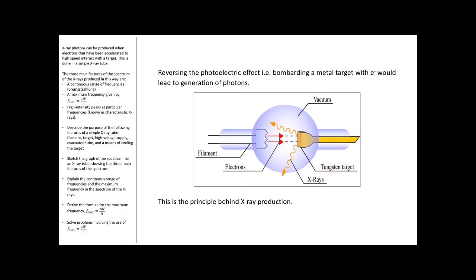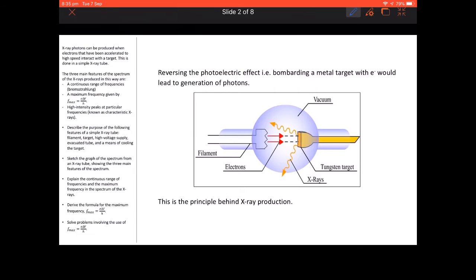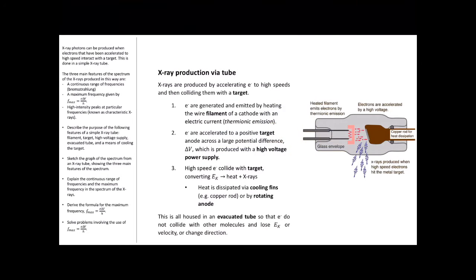So the generation of X-rays is essentially a reversal of the photoelectric effect. Bombarding a metal target with electrons essentially leads to the generation of photons. And this is the principle behind X-ray production. The image that we have in this slide is of an X-ray tube. We'll look at this in closer detail on the next slide.